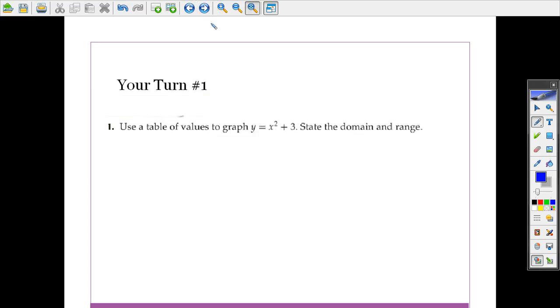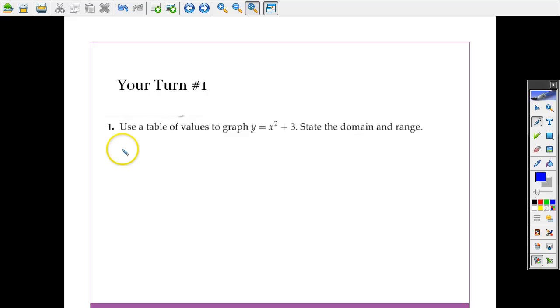All right, so go ahead and do your turn number 1. Okay, use the table of values to graph y equals x squared plus 3. State the domain and range. Okay, so pause the video. If you want, you can go back to the previous slide by rewinding the video and watching it over again.